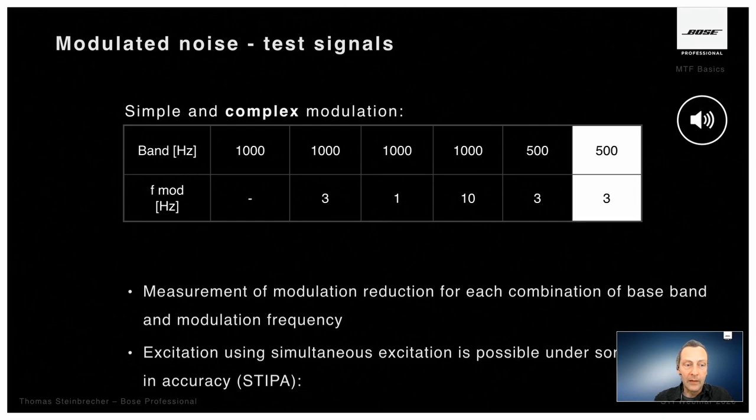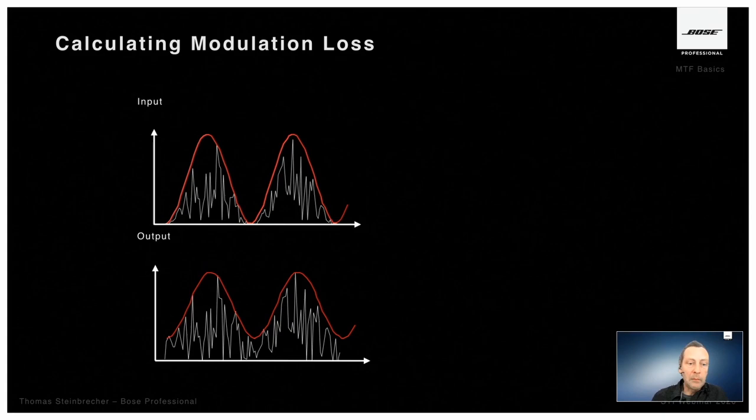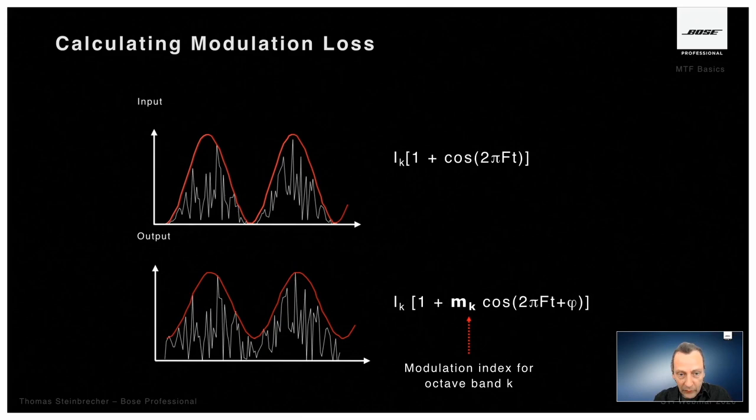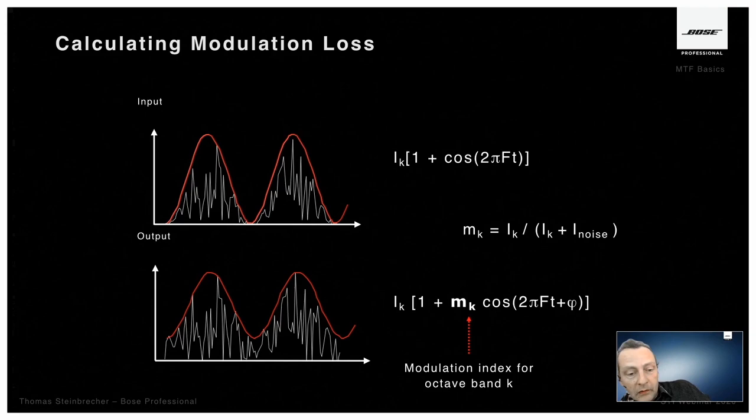Okay, let's head on and look at how we can calculate modulation loss from a typical system. On the upper side, you see the input signal. On the lower side, you see the output signal. You can apply a couple of formulas to that, and we won't go into the details, but you see there's a cosine, which describes the modulation. There is an FT that describes the frequency of the modulating signal. And if we compare the input and the output, we see there is an additional factor that comes into the equation, which is called M sub K. That is the so-called modulation index.